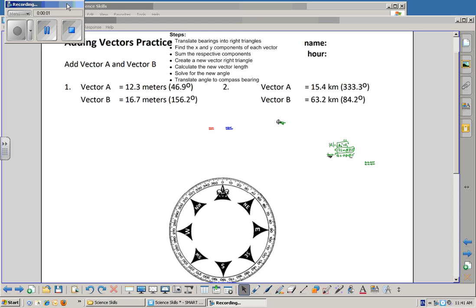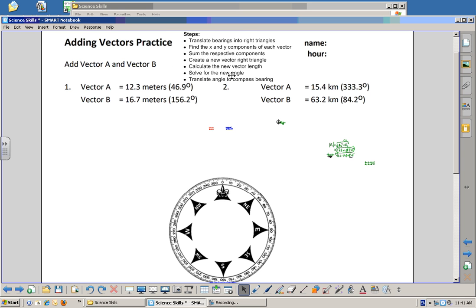The following video is an example of adding vectors via the component method. The first step is to translate compass bearings into right triangles. So to add, in problem 1, vector A to vector B, first I have to get an idea of the direction of those vectors. 46.9 degrees is about there on the compass, so it is an arrow pointed in that direction.